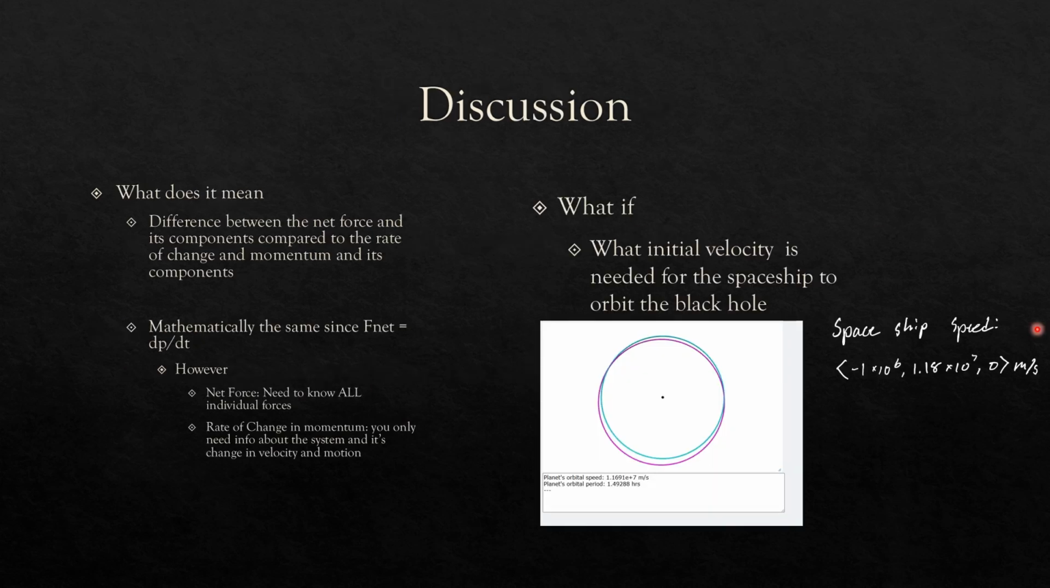So the first one is, what is the difference between momentum and net force? Mathematically, they are the same. However, for net force, you need to know every individual force acting on the system. However, for the rate of change in momentum, you'll need the information about the system and its change in velocity and motion. The what-if is, what is the initial velocity for the spaceship to make orbit around the black hole? So this is the black hole in orbit, and this was the spaceship speed.